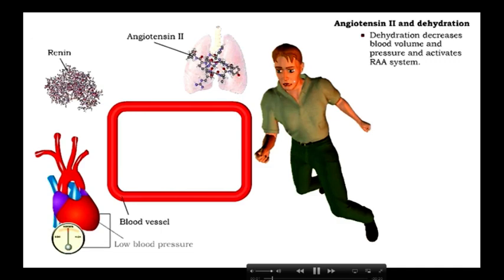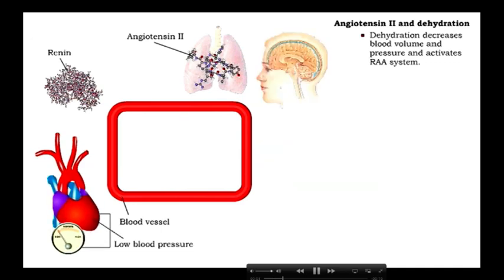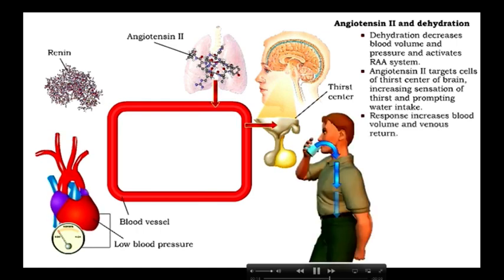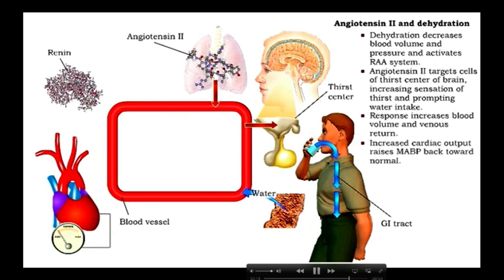When blood pressure drops as the result of dehydration, angiotensin II targets the thirst center in the brain. The sensation of thirst prompts water intake. Water absorbed in the GI tract increases blood volume, boosts cardiac output, and helps raise blood pressure back toward normal.